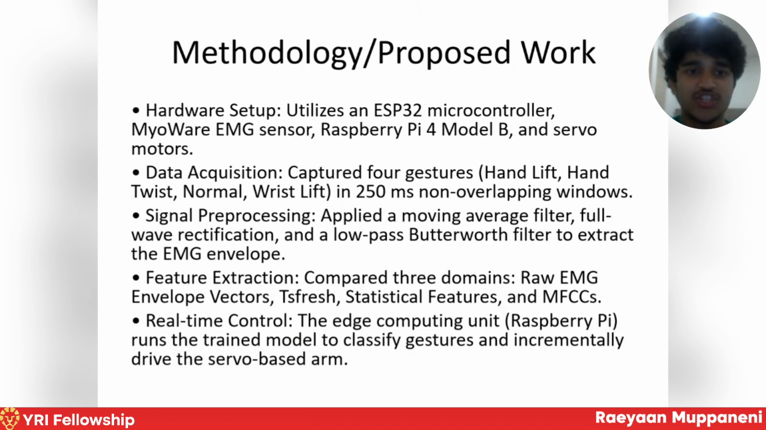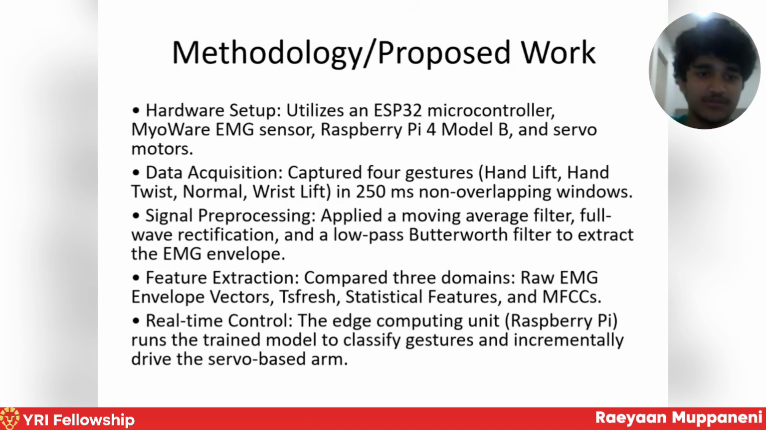So for the methodology, for the hardware setup, I used an ESP32 microcontroller, MyAware EMG sensor, a Raspberry Pi Model 4, and servo motors, which were connected at the joints of the robotic arm. For the data acquisition, I collected 4 different motions: hand lift, hand twist, normal position, and wrist lift. I collected 70 samples for each motion in 250 millisecond non-overlapping windows.